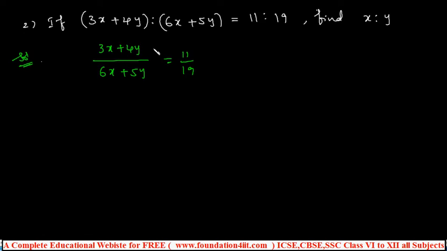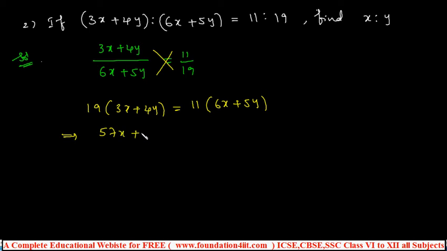Do cross multiplication for this because I need to get the x divided by y value. So if you do cross multiplication, 19 into 3x plus 4y with 11 into this denominator, that is 6x plus 5y, by the cross multiplication method. Now just multiply this: 19 into 3, 57x plus 19 into 4, 76y, and 11 into 6, 66x plus 55y, because 11 into 5 is 55y.